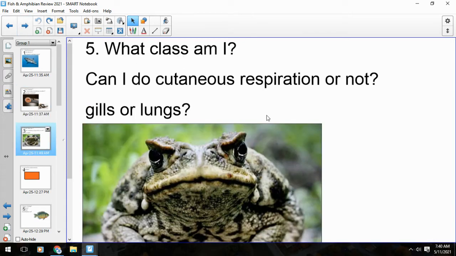Our toad here, so what class? Okay, and that's going to be class amphibian. Okay, and cutaneous respiration or not, that means they can breathe through their skin or not, and that would be yes. So amphibians can do that. And then gills or lungs, so he lives on land, so that's going to be lungs.